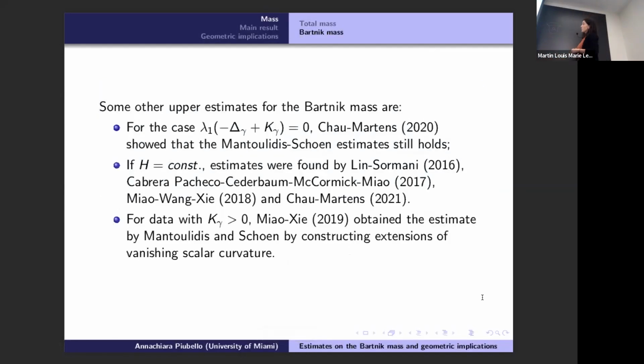Some other upper estimates for the Bartnik mass were given later. For example, Schoen and Mantoulidis in 2020 showed that when that first eigenvalue is equal to 0, the same estimate still holds. Moreover, a lot of work has been done for CMC, so whenever we have constant mean curvature, for example by Lin and Sormani, by Cabrera Pacheco, Cederbaum, McCormick, and Miao, by Miao, Wang, and Shi, and Schoen and Mantoulidis. And then Miao and Shi, in case the data has positive Gauss curvature, were able to obtain the same estimate by constructing an extension of vanishing scalar curvature.